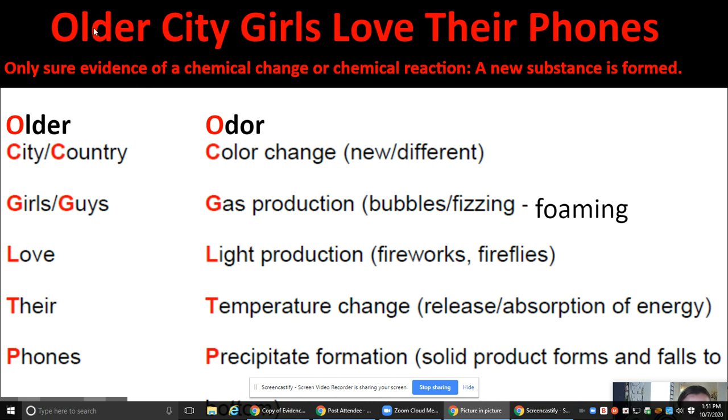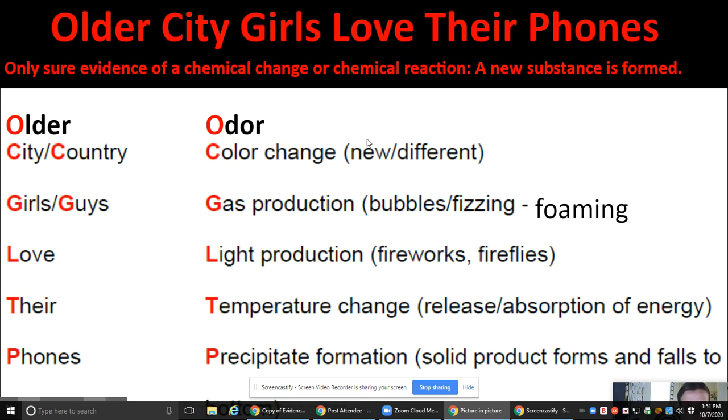Older city girls love their phones. Again, the only sure evidence of a chemical change or a chemical reaction is a new substance being formed. You can remember this simple phrase, older city girls love their phones. Say it in your mind and pull the first letter off of older and write it down. The same with city, write it down. G, write it down, and all these letters will help you remember those evidences of a chemical reaction.